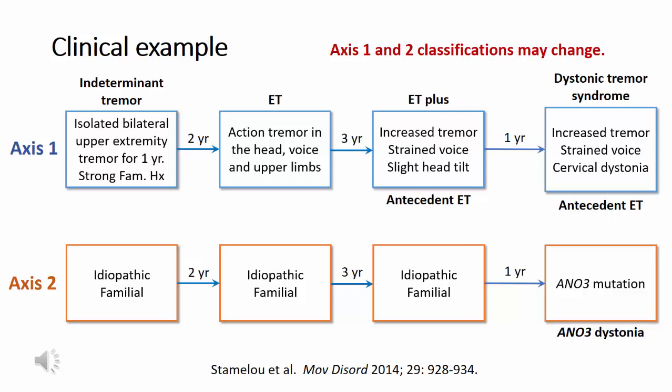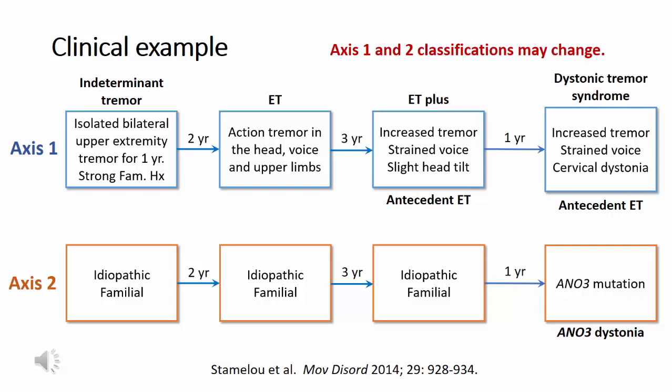3 years later, she exhibits increased tremor but now has a strained voice and a slight head tilt. However, the presence of dystonia is uncertain. She is therefore now classified as essential tremor plus, and she is said to have antecedent essential tremor. The Axis 2 classification is still idiopathic familial.